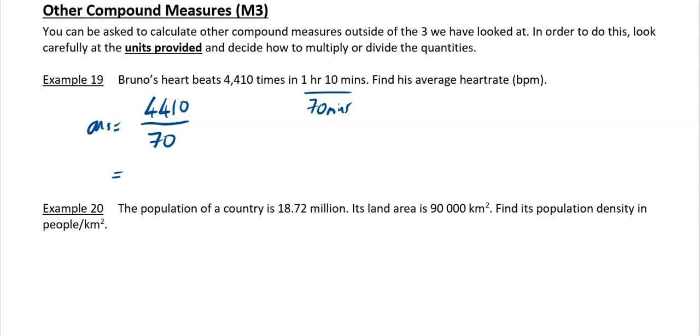And then if we do that on our calculator and see what we get. So 4,410 divided by 70 is equal to 63 BPM, and that is it. So the only real trick in that one, you had to convert your time from hours into minutes to give you your answer of 63 beats per minute.